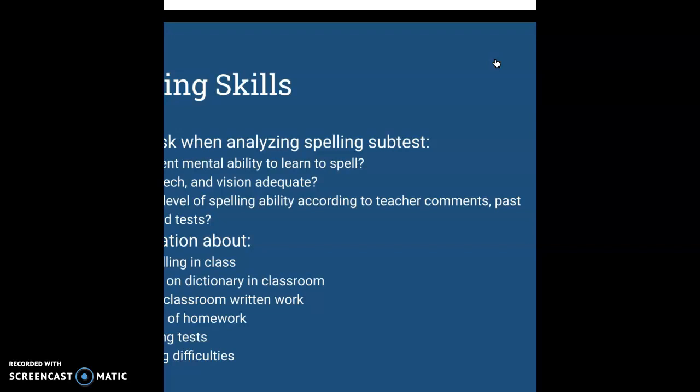And then the teacher can offer information to the support group or parents about the child's attitude towards spelling in class, the extent to which a child relies on a dictionary, the extent of spelling errors in the classroom and in written work that the student turns in, patterns of procrastination of homework, history of scores on spelling tests, any observable handwriting difficulties, and any evidence of fatigue.